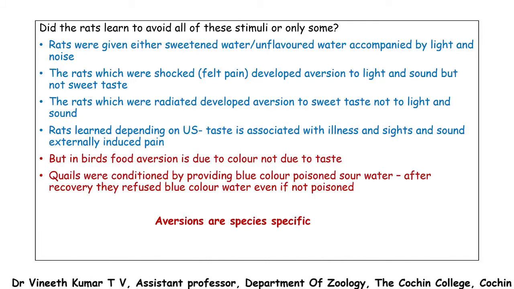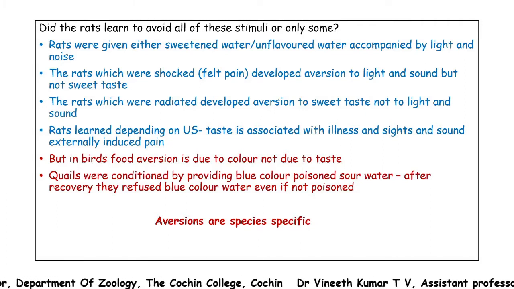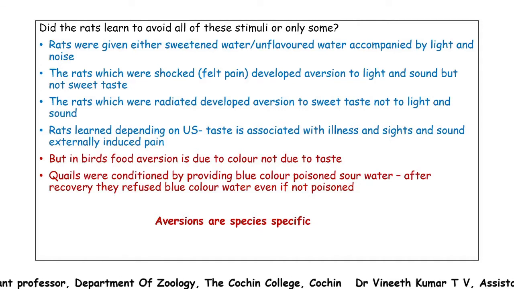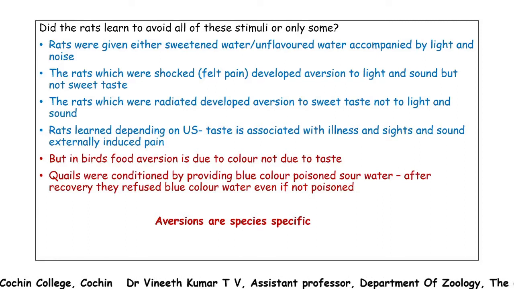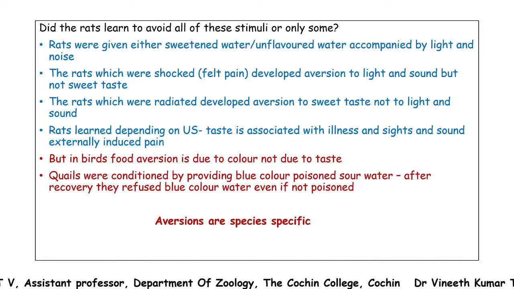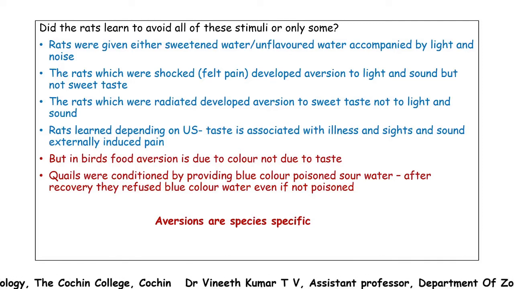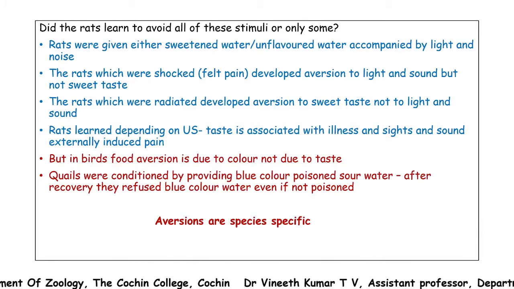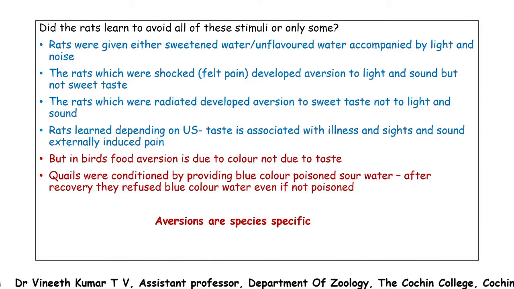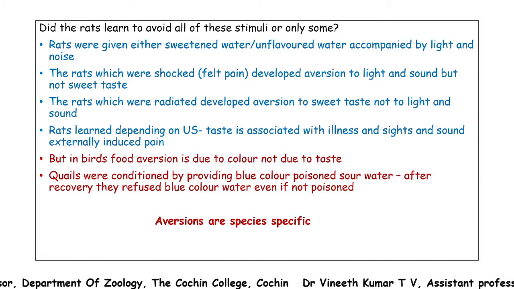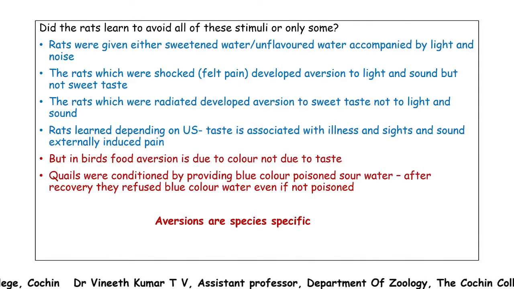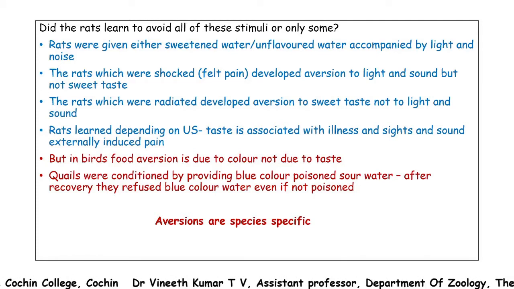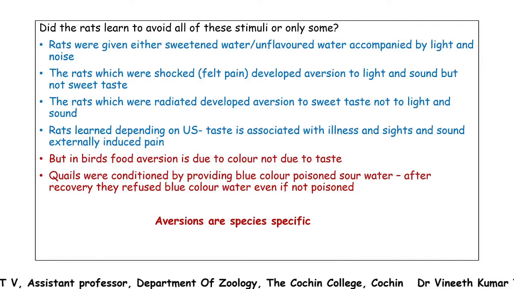And the light and the sound did not have any effect. So the irradiated ones were averted to the taste, and the others were averted to the light and sound. So here the rats' learning depended on the unconditioned stimulus. Taste is usually associated with illness, and sight, that is light, and sound are usually associated with externally induced pain. So this is demonstrated in rats.